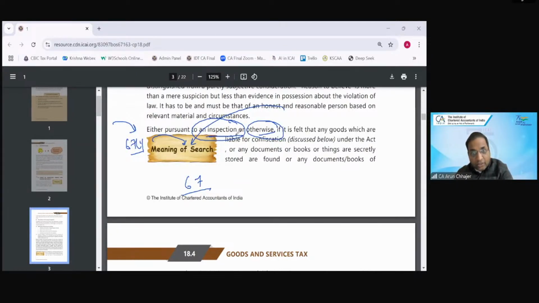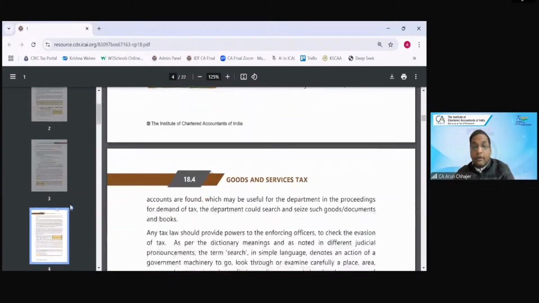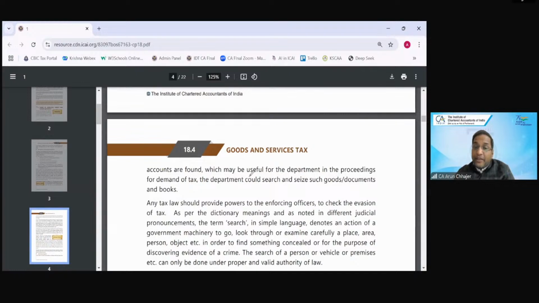Based on the inspection or otherwise it is felt that any goods which are liable to be confiscated under the act, or any document or books or things are secreted or stored, are found, or any document, books of accounts are found which may be useful for the department in the proceeding, the department could search and seize such goods, document and books. मतलब उन गुड्स को, उन डॉक्यूमेंट को, बुक्स ऑफ अकाउंट्स को सीज कर सकते हैं.